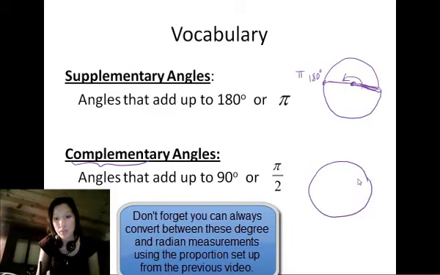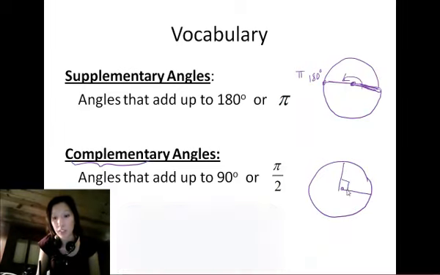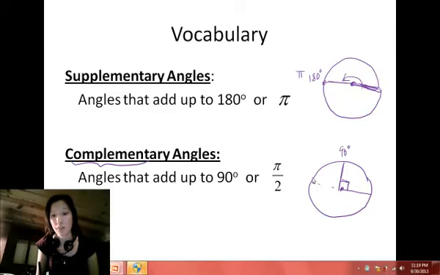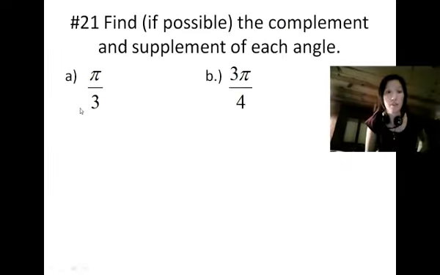90 degrees would get us right about here, but otherwise you could also look at this as, well, we know that halfway around the circle is pi, so if you halved that, that's going to be pi over 2, right? 1/2 pi. Let's look at an example of how we work with these complementary and supplementary angles.